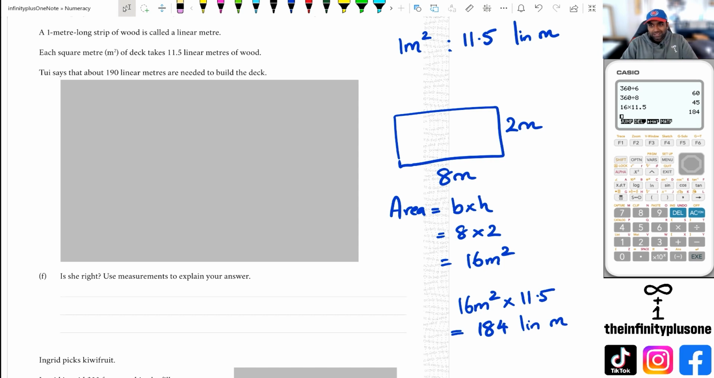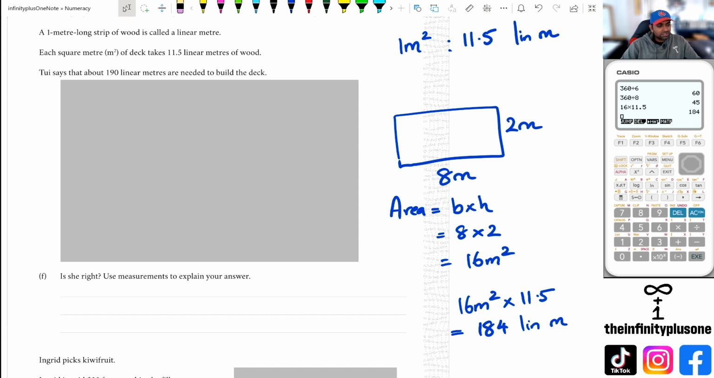Now, Tui actually says that 190 is needed to build a deck. With this particular answer, this is where things get a little bit tricky with numeracy papers. It says, is she right? Use measurements to explain your answer. You could say no, she is not correct because she said it's 190 and we're only using up 184. It doesn't require 190, it only requires 184. But at the same time, you could also say she is correct because, while 184 is not exactly 190, it's actually kind of close to 190.